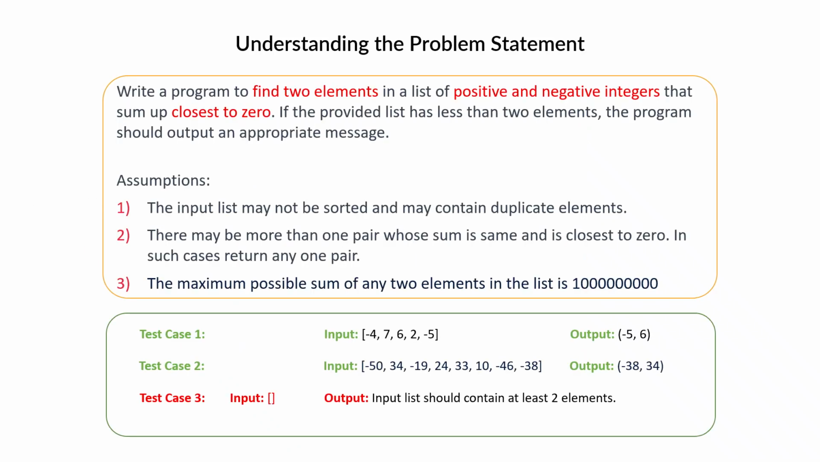Now let's try to understand the problem statement. Now we need to write a program to find two elements in a list of positive and negative integers that sum up closest to zero. The input list may not be sorted and may contain duplicate elements.